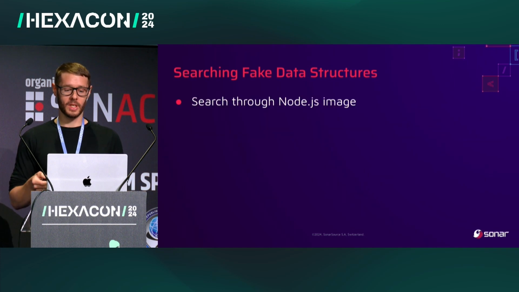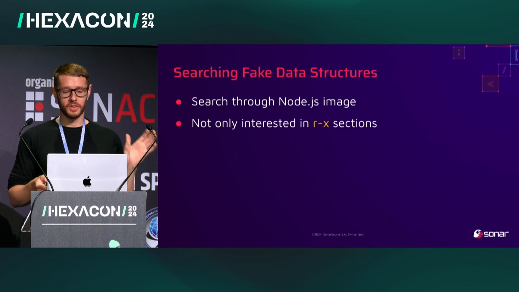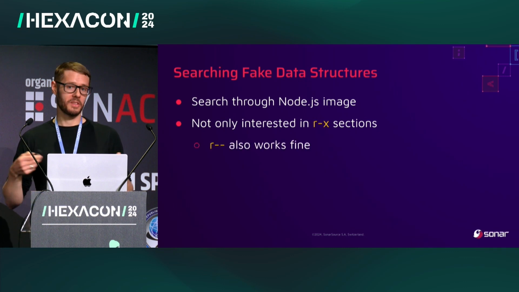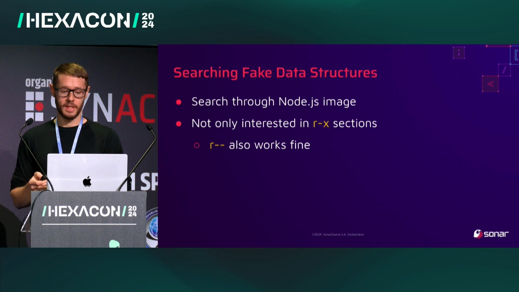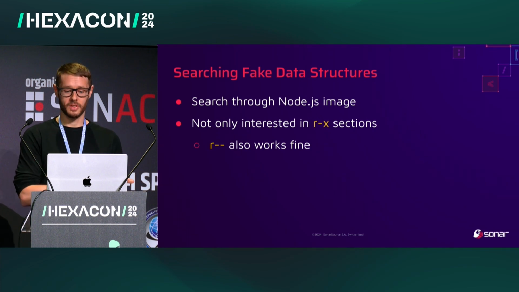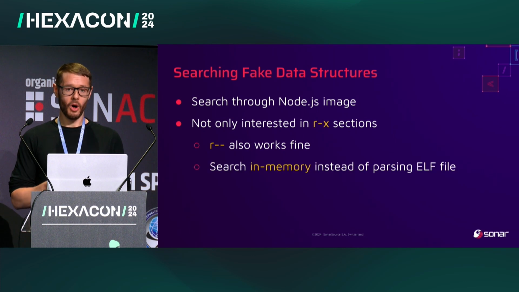Well, similar to a classical ROP gadget finder tool, we need to search through the Node.js image. The difference, though, is that we are not only interested in the executable sections like the text section. The memory where the fake data structure resides does not have to be executable. We need a pointer to a gadget. Thus, we can consider all segments that are at least readable. We can also do our search in memory instead of only parsing the ELF file on disk.